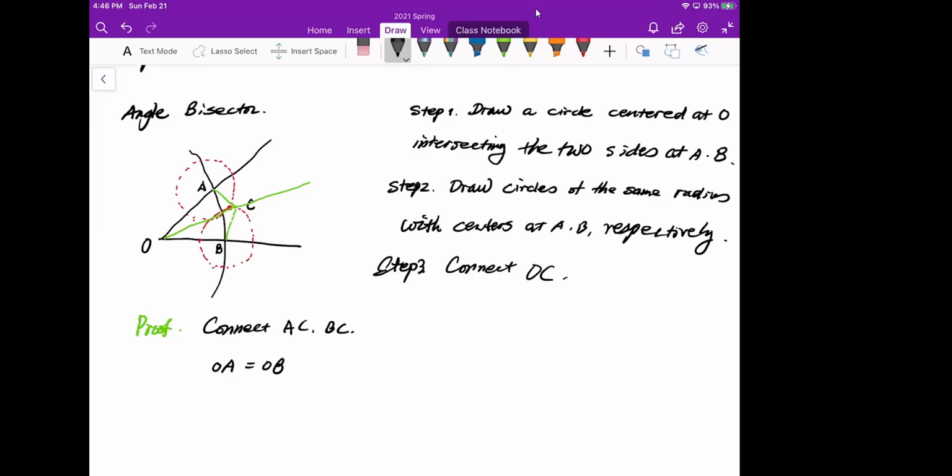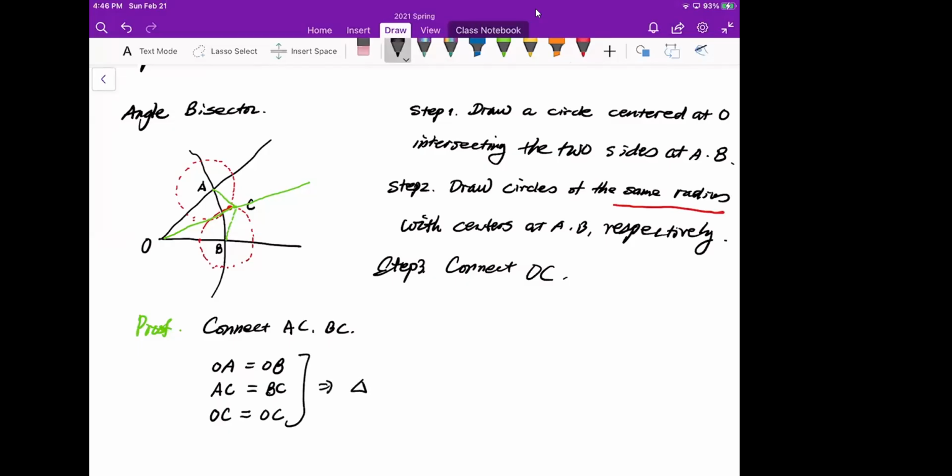So both OA and OB are the radii of my first circle. And for the second, I have AC equals BC. Why? Because they are the radii of the second and the third circle, and both circles have the same radius. So keep that in mind. We have the same radii, right? And finally, we still have a common side, OC.